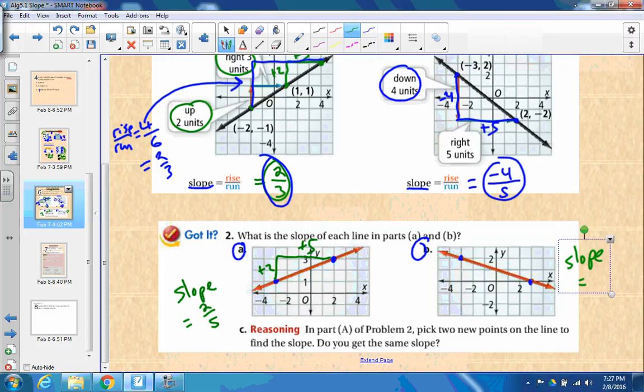All right, so I did the first one for you. I went up 2 and over 5 to get there. So the rise is 2, the run is 5, so that's your slope.